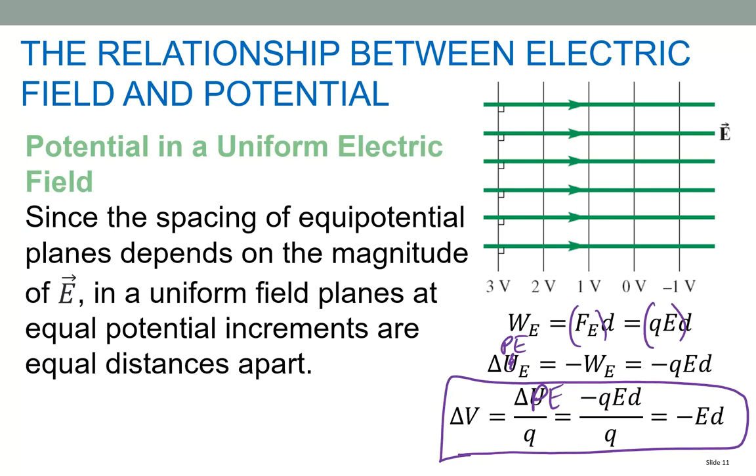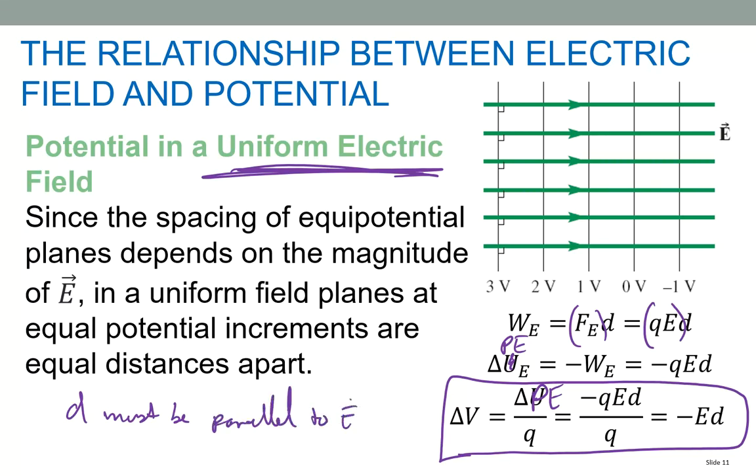It only holds true if you have a uniform electric field, number one, and number two, if D is parallel to that electric field. Those two cases have to be true for this equation to be true. And that's the only place where you would be asked to find a relationship between voltage, electric field, and distance, because otherwise it's going to require something like calculus.